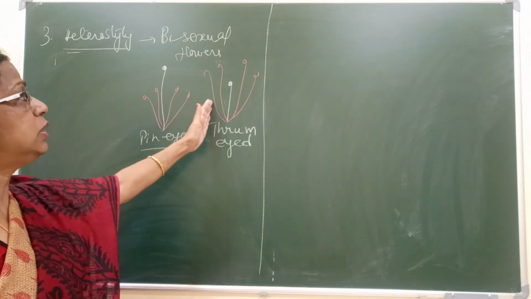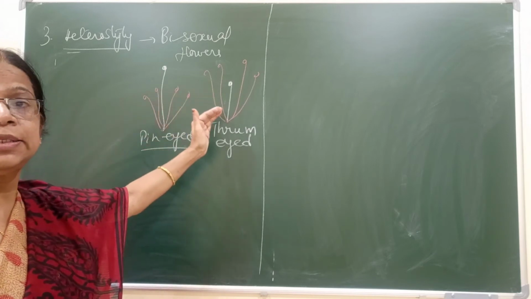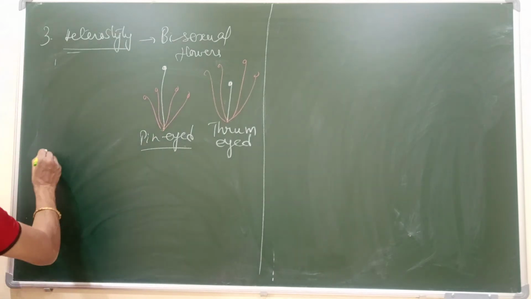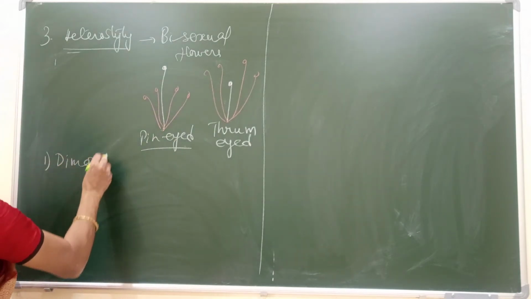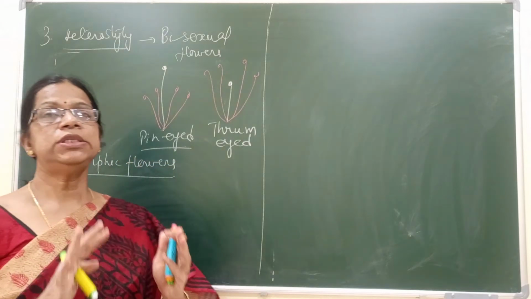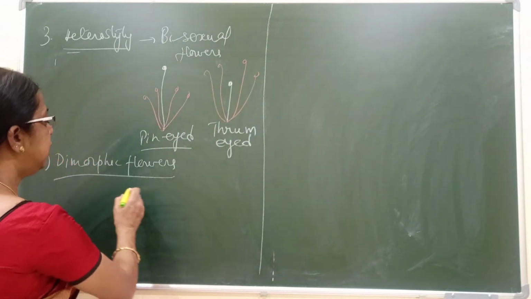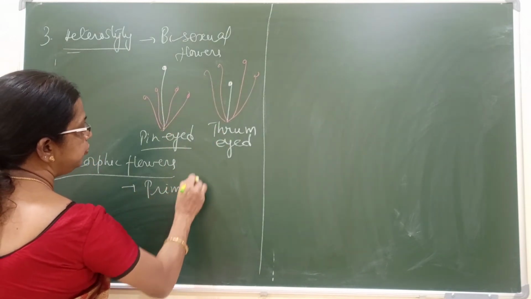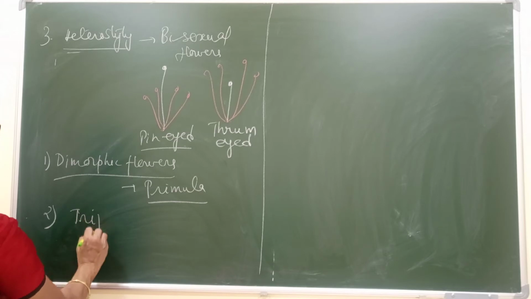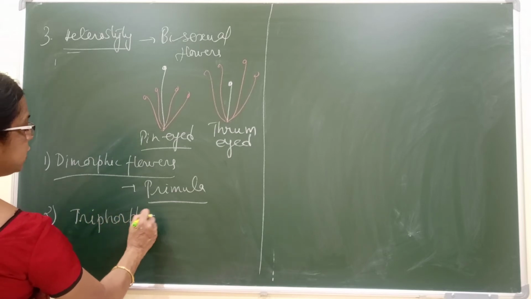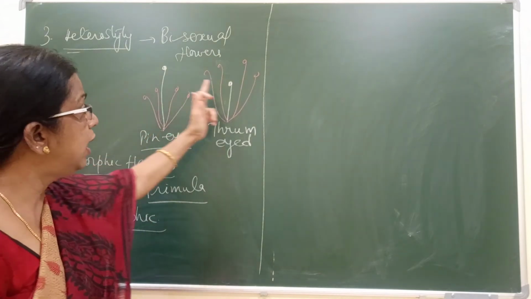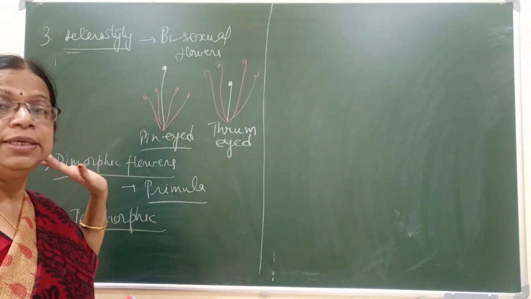Between two such flowers, if there are corresponding heights, then pollination can take place. This is of two types. The first one is called dimorphic flowers. In dimorphic flowers, two flower types are involved with corresponding heights, for example in primula. The second type is trimorphic flowers, where three flower types are involved. Such three flowers will have corresponding heights of stamens and stigma.